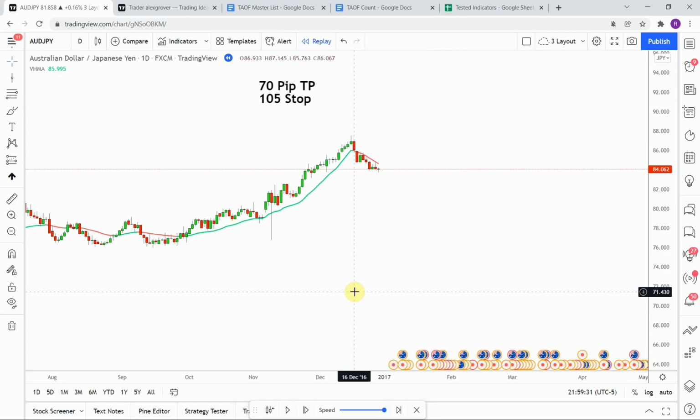Today we will be testing the vertical horizontal moving average.